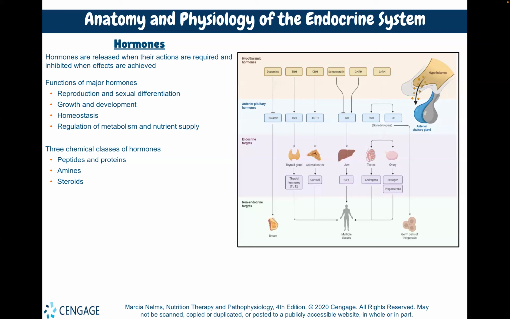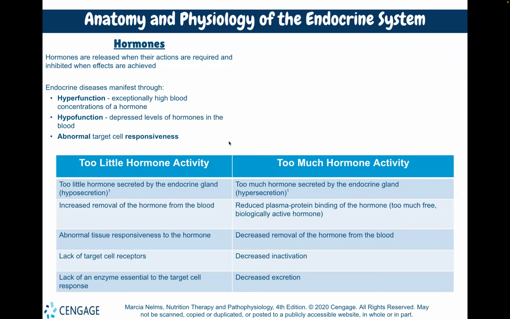So you can see here that there are a variety of different hormones involved in the body, and you can also see where they sort of are coming from. But each hormone can be classified as a peptide or protein, an amine, or a steroid. And based on those classifications, they will have different functions.